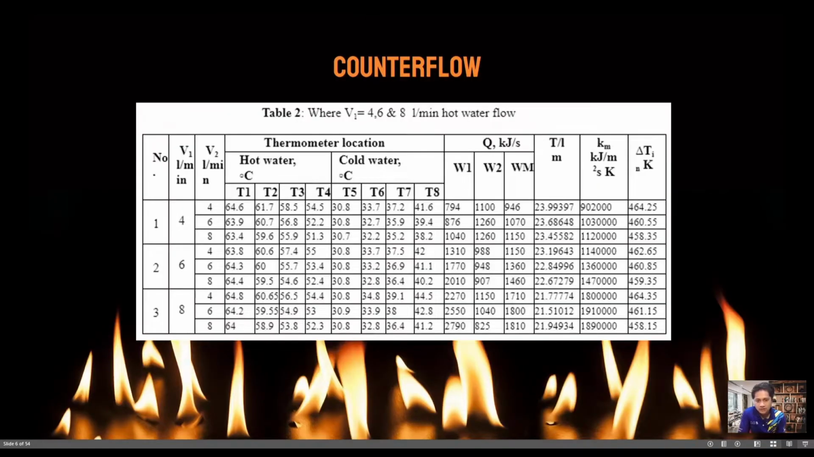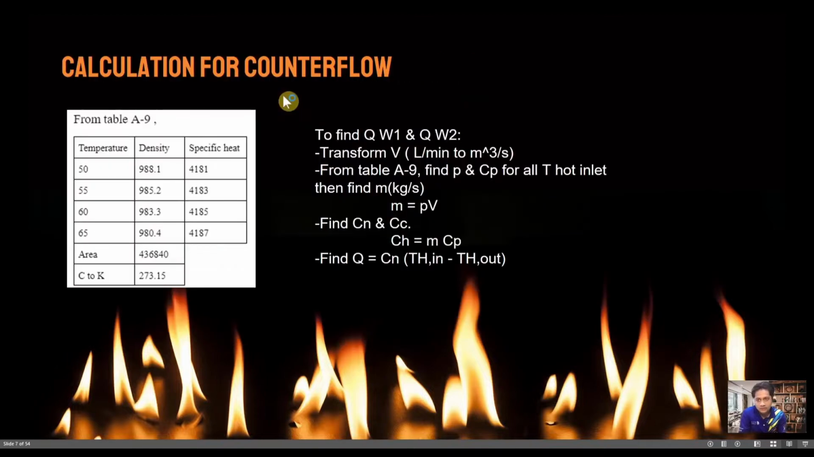Next, this is the result for counterflow. For counterflow data set 1, T1 is the TH in, T2 is the TH out, T7 is the TC in, and T8 is the TC out. For set 2, T3 is the TH in, T4 is the TH out, T5 is the TC in, and lastly T6 is the TC out. This is the calculation for counterflow.